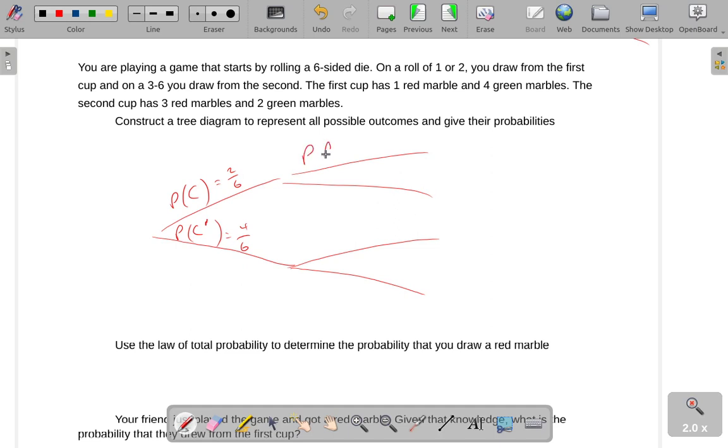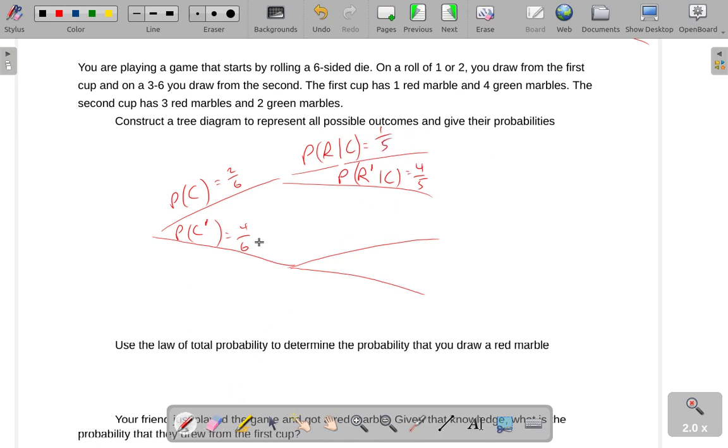Alright, the probability of getting a red marble, given that we're drawing from the first cup, well, let's see, the first cup has 1 red marble and 4 green marbles. This would be 1 out of 4. The probability of drawing something other than a red marble, given that we're drawing from the first cup, would be 4 out of 5. I don't know why I said 1 out of 4. It should be 1 out of 5.